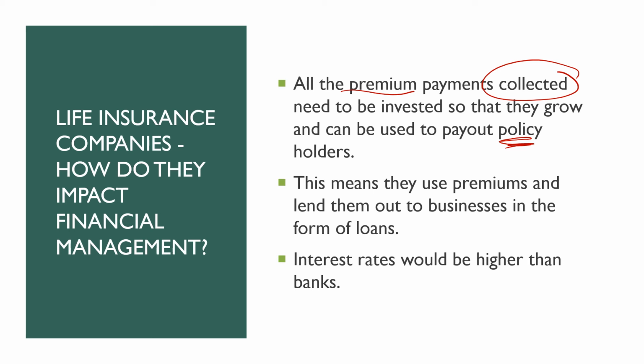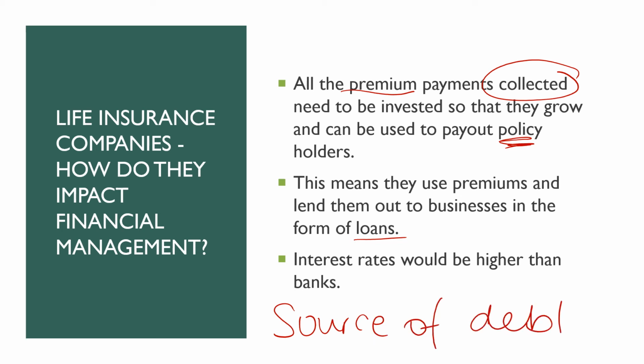So what they do is they take premiums, and life insurance companies actually loan money out. And those loans will have a higher interest than banks. So essentially, the impact that life insurance companies have is they're a source of debt for businesses. They can take out loans by these companies.